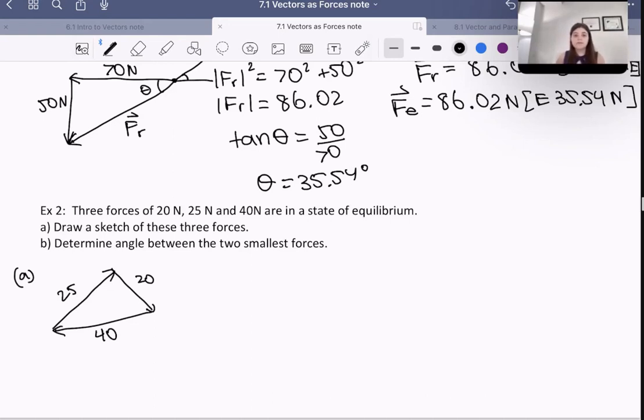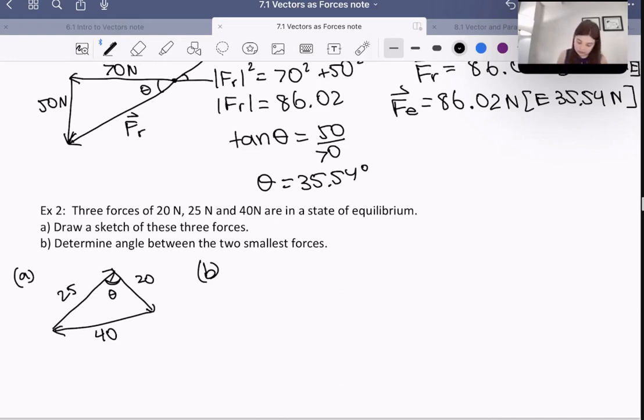Now, what about B? It says determine the angle between the two smallest forces. So that's basically to determine this angle here. Now, how can we do that? We're going to have to use cosine law in order to find that. So if you're unfamiliar with cosine law, make sure you go review it. I think there's grade 10 and grade 11 lecture videos on it. So I'm not going to go into detail about that. It's something we're expected to already know. But I will plug in the numbers and show how to find the answer.